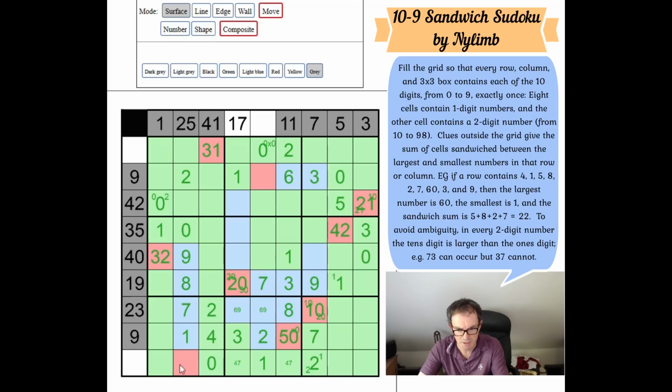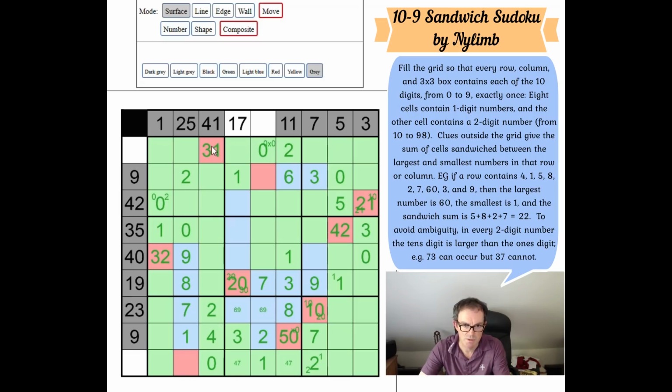What can this cell contain? It can't contain 0, 1, 2. It could be a 3. It can't be a 4. It could be a 5, I think. And it could be a 6. Okay, so we still don't know what this square is.